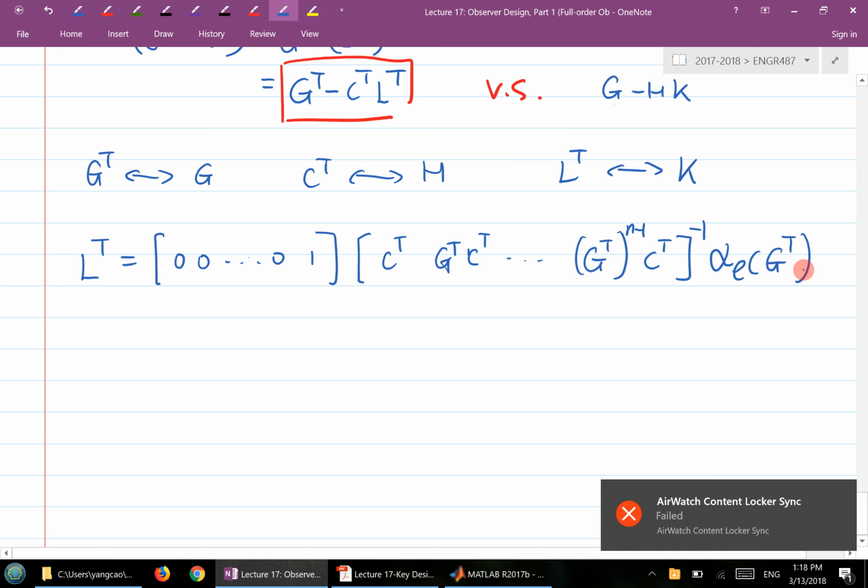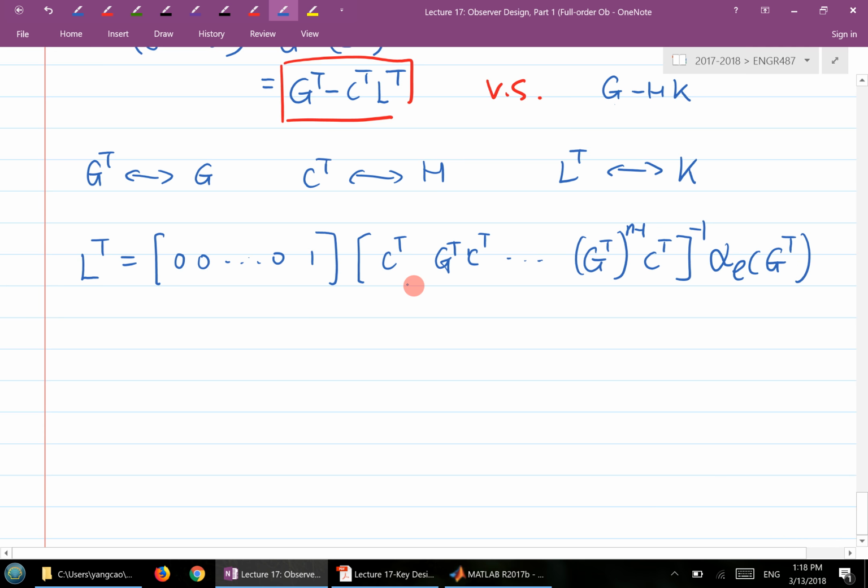This is basically still the Ackermann formula. This is the Ackermann formula not for L, but for L transpose. And after this step, you do one more transpose, and you get your L. So that's the calculation for L here.